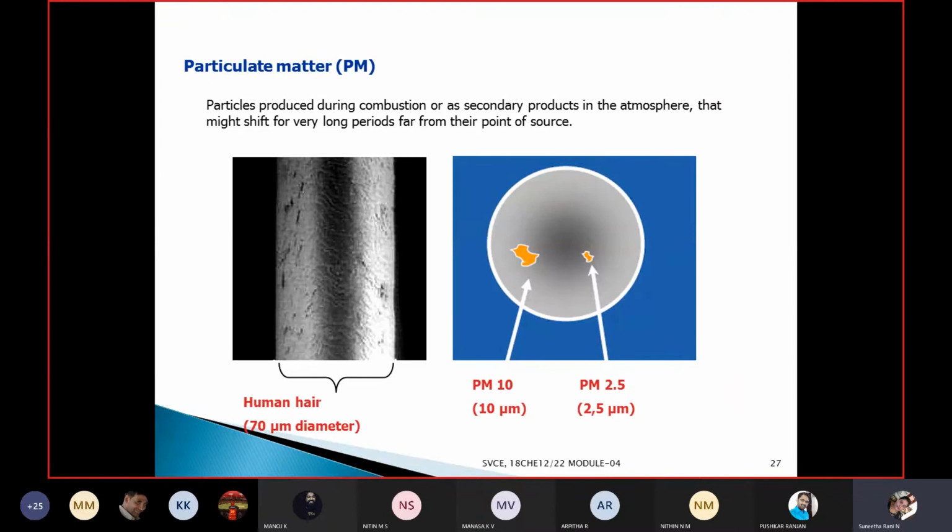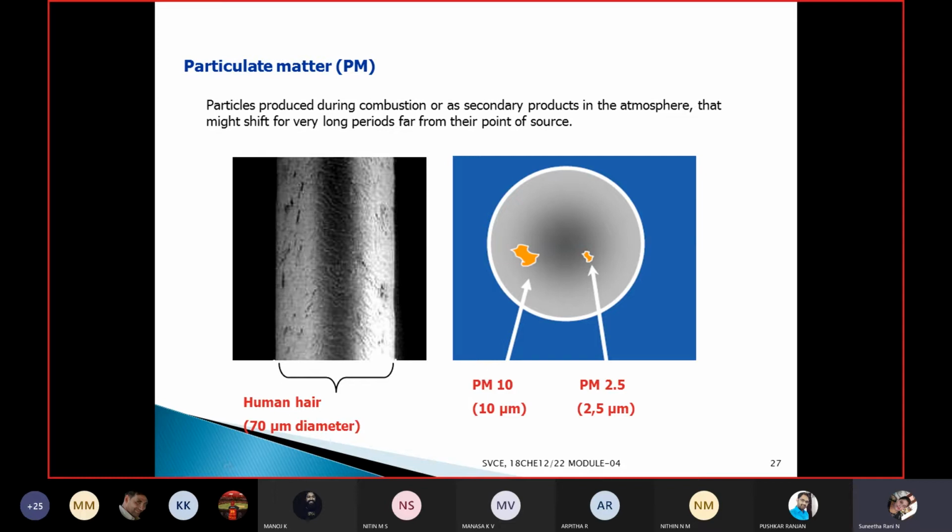See, how does a tiny particle look? Here you can see this size is PM10, which is 10 micrometers, and this is PM2.5, 2.5 micrometers. The human hair is 70 micrometers in diameter, but particulate matter size is less than this. You can imagine just the size of a dust particle.